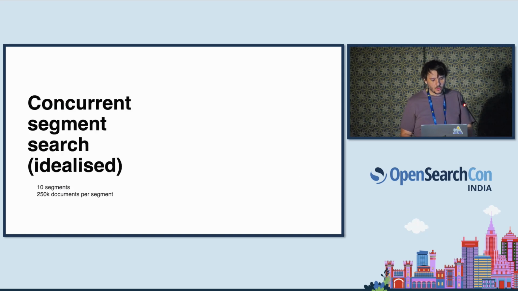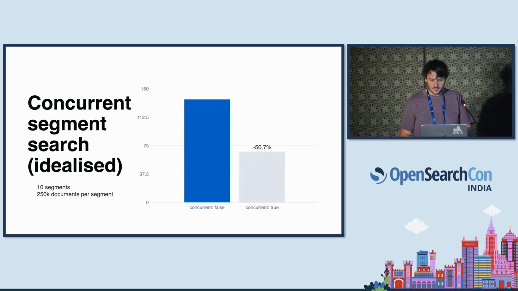So for concurrent segment search, when we tested this out, we tested an idealized scenario and we saw a significant improvement. About 50% improvement. Now this was idealized, so we kind of cheated a little bit in this example. This was essentially optimized for what would be the best result that concurrent segment search would give out of it. We would expect in a production environment to not be as good as this.